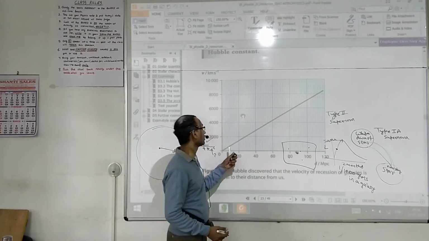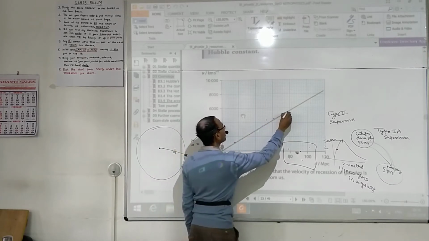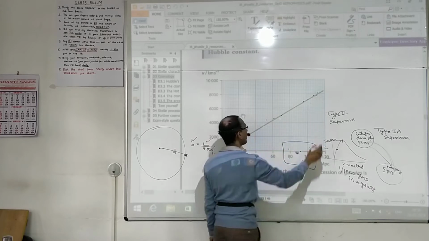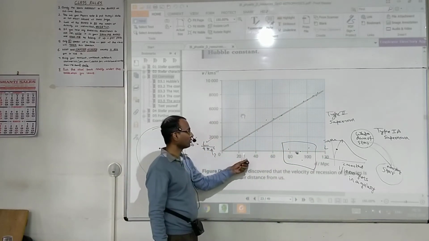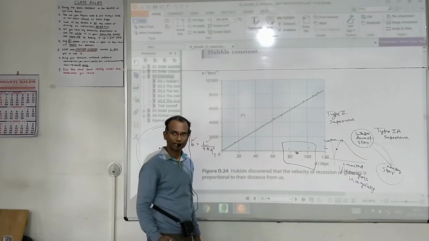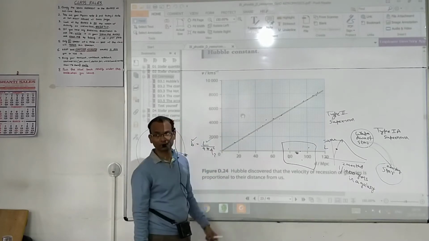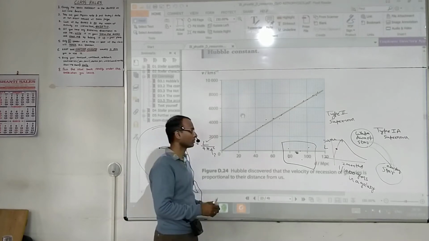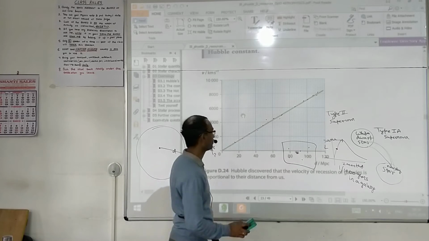Like that, he got the data of all the different galaxies, how far they are. Okay? So he plotted the distance of those galaxies on the x-axis. On the y-axis, he plotted their velocities. I already found the velocity. Okay. So velocity, how he found is by the redshift.